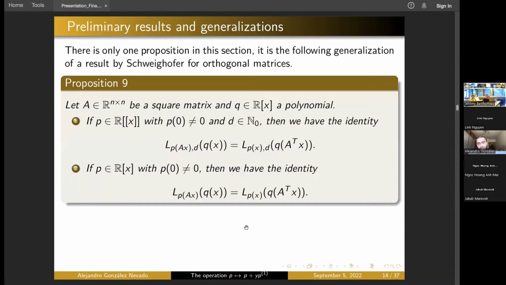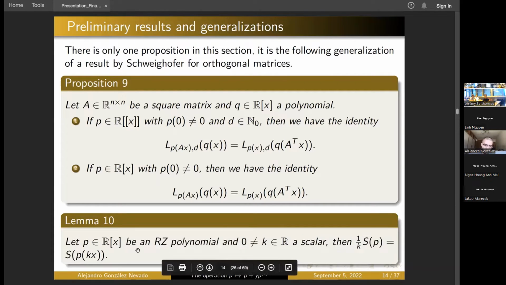So we begin this by generalizing a result that Marcus proved in his paper, but he proved it only for orthogonal matrices. In this case, we are going to need this result for arbitrary matrices. And what this says is that if we take a linear transformation, we can always change the linear transformation in the subindex of the linear form and transport it to the argument.